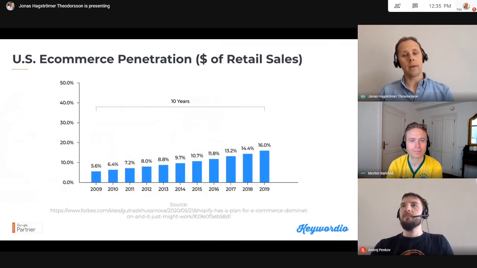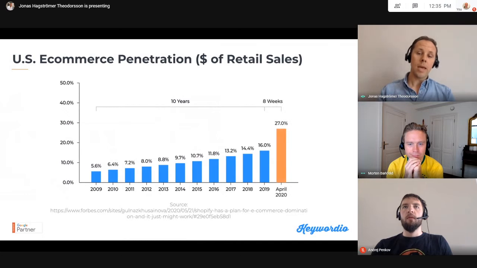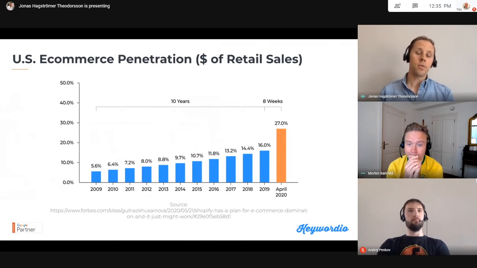This is an interesting graph over the last 10 years of US e-commerce penetration for retail. Typically it took from 2009 to 2019 to go from 5.6 to 16% penetration for the e-commerce market. It took 8 weeks to go all the way up to 27%. That's extremely fast compared to the trend that we have seen prior to this. And of course, COVID-19 really changed everything for a lot of people.